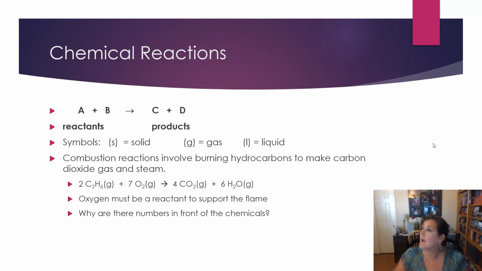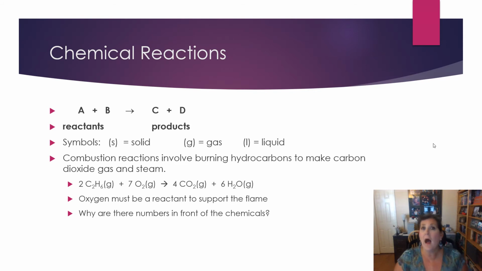So a chemical reaction is when we write the chemicals that react and turn into products. We separate the reactants from the products with an arrow. So in my little reaction here, I say A plus B chemicals will make C plus D chemicals. Now, A and B are the reactants. They're going to turn into C and D, which are the products.